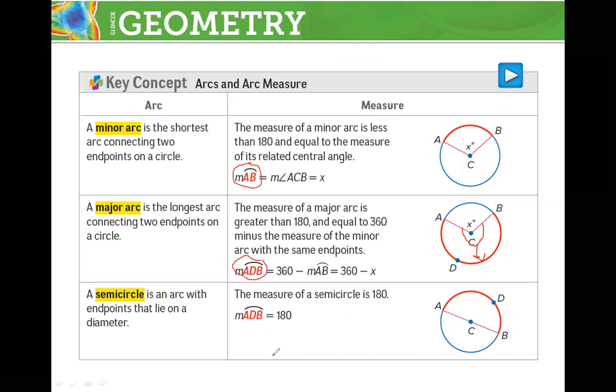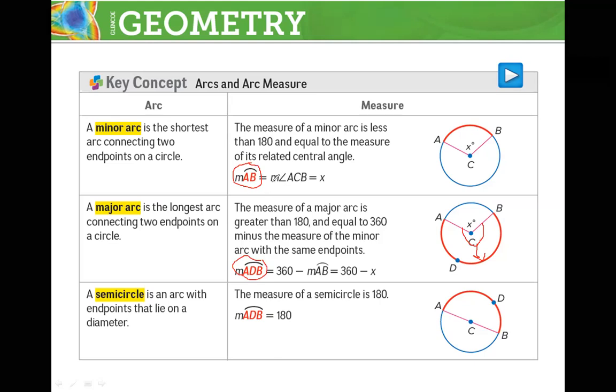So this is the sign of the arc. Pay attention. If we have a measure of angle, I write measure of angle like this. But measure of arc, this is the sign of the arc.